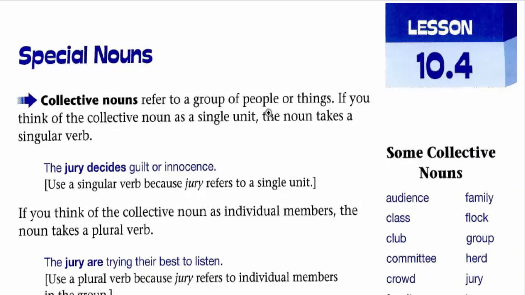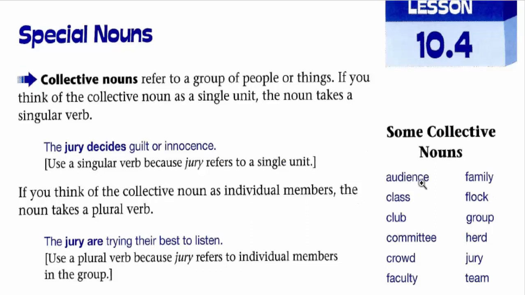Collective nouns refer to a group of people or things. If you think of the collective noun as a single unit, the noun takes a singular verb, and the opposite. Examples of collective nouns are like these ones. Audience: the group of people who are watching a play or a movie or an activity is considered an audience. And the audience can be singular and can be plural, depending on how they act. Do they act individually or do they act as one person? Class, club, committee, crowd, faculty, family, flock, group, herd, jury, team. All of these are considered collective nouns.